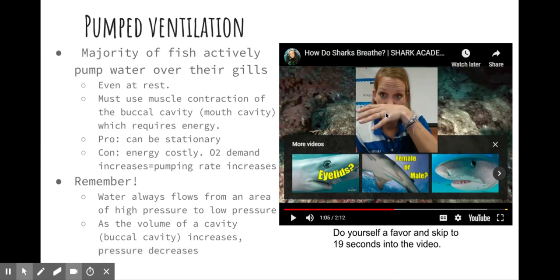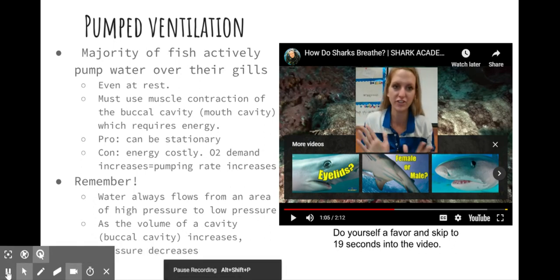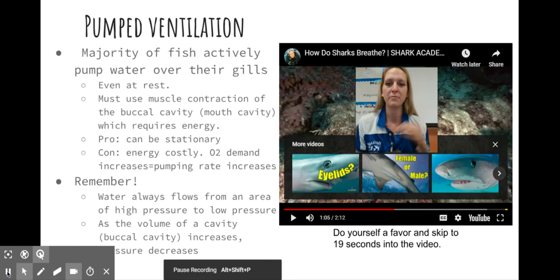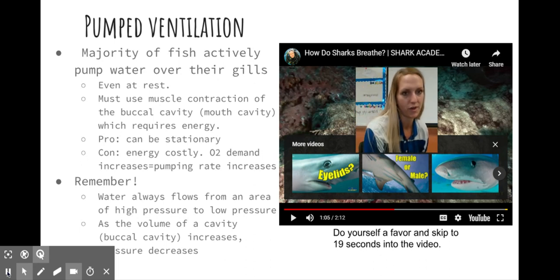Okay, so the majority of fish can actively pump water over their gills, even while they're at rest, which is helpful. They're going to use muscle contractions in their buccal cavity, like the cheek cavity of their mouth. That's going to require energy, but at least they don't have to swim. Pros, they can be stationary in doing this. Cons, it's energy costly because they're moving muscles to do this.